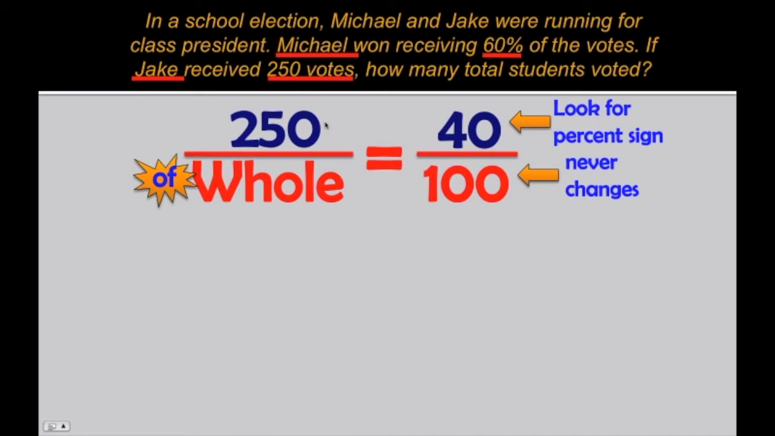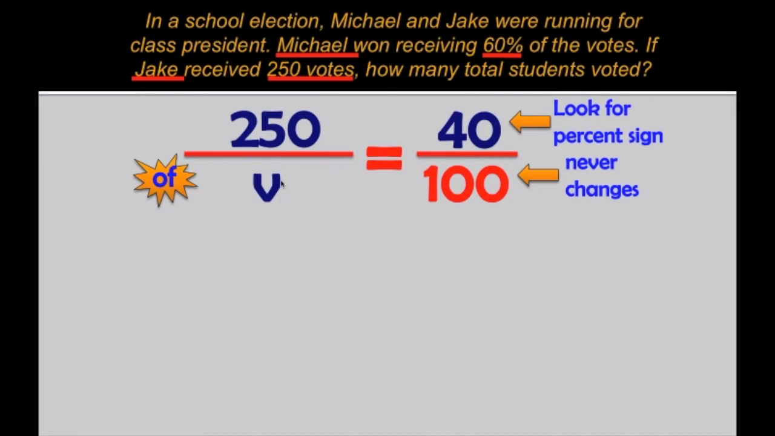Remember what we said about proportions. The tops have to represent the same things and the bottoms have to represent the same things. The top here represents Jake's information, the percent of votes that he had and the actual number of votes he had. Now that we've got that set up, we need to find how many total students voted. Since 100 represents the total number of students, as a percentage out of 100, we're going to put our variable here, V for votes, to represent the total number of student votes.